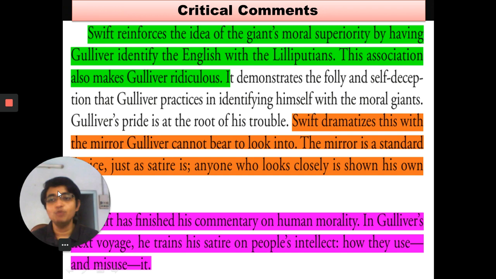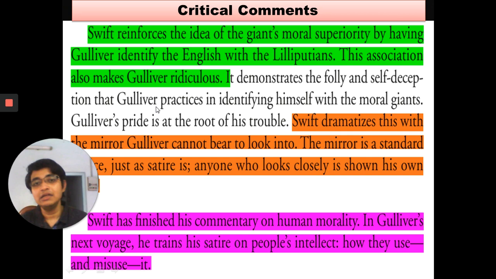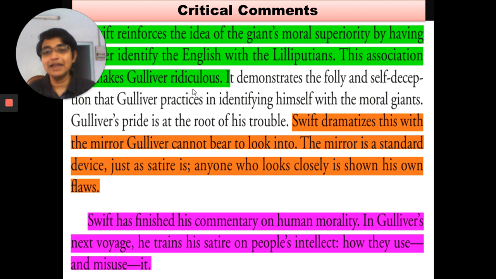In this particular book, Swift reinforces the idea of the giants' moral superiority by having Gulliver identify the English with the Lilliputians. Now this association also makes Gulliver very ridiculous, because it demonstrates the folly and the self-deception Gulliver practices in identifying himself with the moral giants. Swift dramatizes this with the mirror Gulliver cannot bear to look into. The mirror is a standard device, just as satire is. So satire is almost like a mirror.